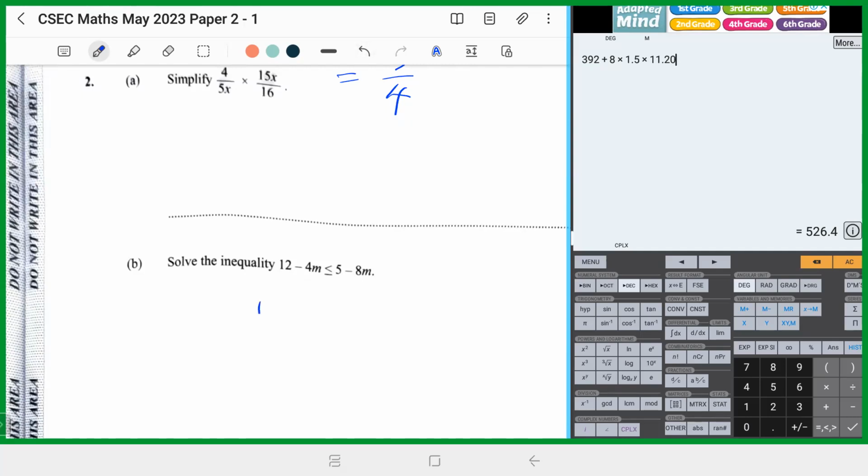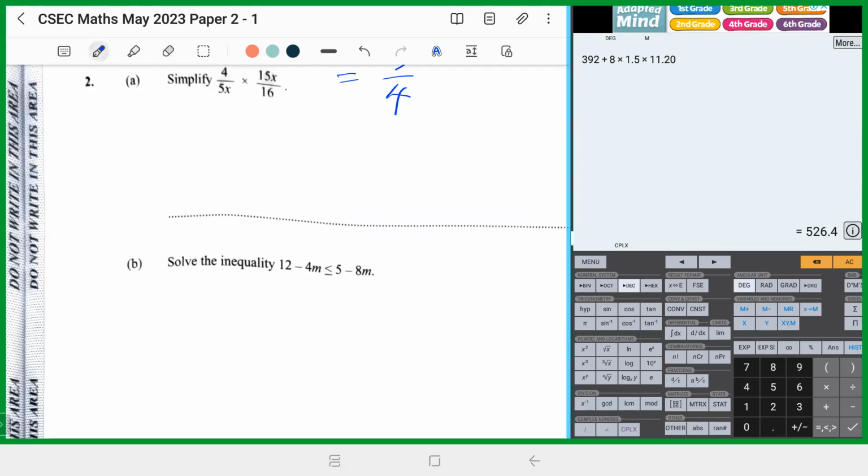So it will basically be the same steps as solving 12 minus 4m equals 5 minus 8m, basically trying to make m the subject. But with this one, you don't need to reverse any signs. It's an equal. With this one, if there comes a point where you have to multiply or divide by a negative number, you have to remember to reverse the sign.